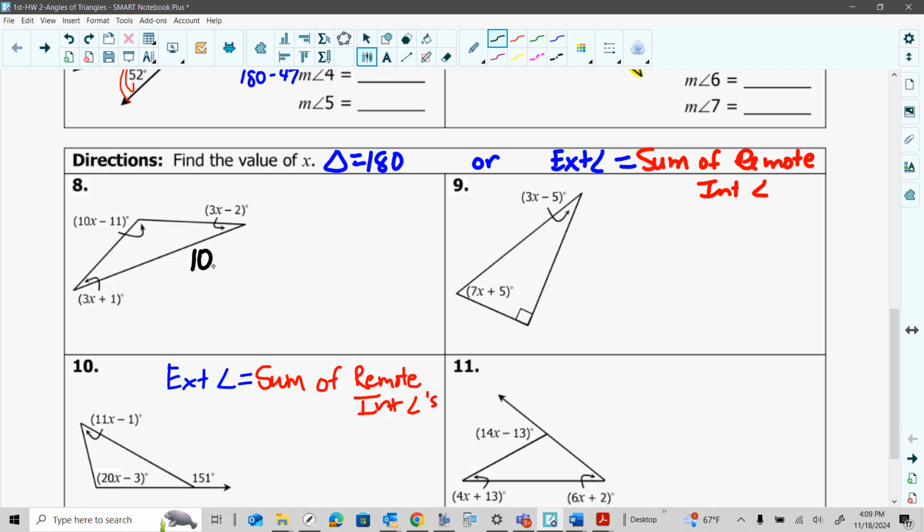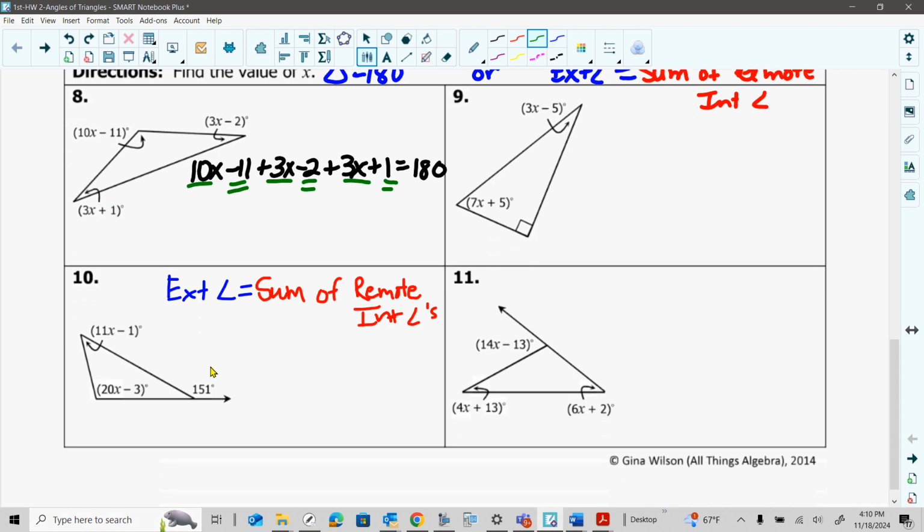So we're doing the 10x minus 11 plus the 3x minus 2 plus the 3x plus 1 equals 180. Okay. And then now we're just combining the like terms for our variables and then our constants. Okay. And then solving for x. So here they just want you to find the value of x. There's no plugging in needed here.